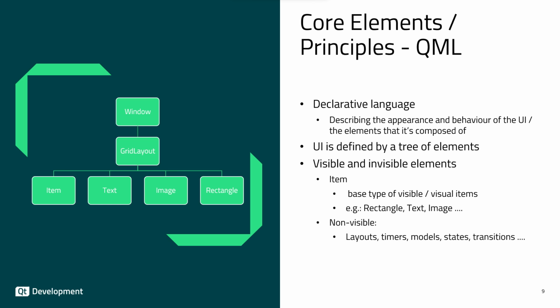In QML, there are 2 types of elements, visible and invisible. Item, or QQuickItem in C++, is the base type of visible or visual items such as rectangle, text, or image. There are also non-visible elements such as layouts, timers, models, states, and transitions, and many more.